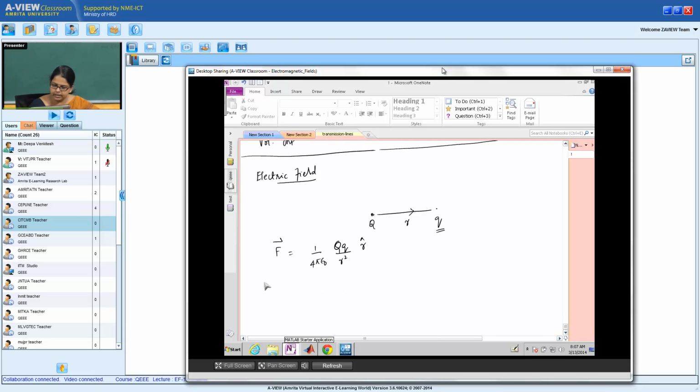and it is from here that we defined electric field E as the force experienced by q, in the limit as q tends to 0, F over q is your electric field.